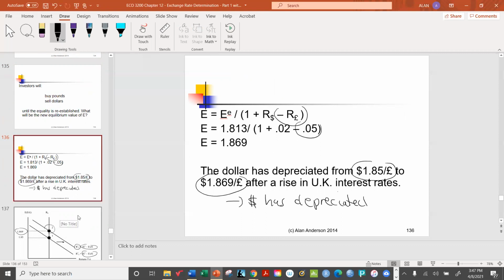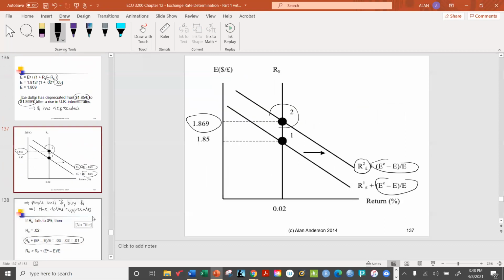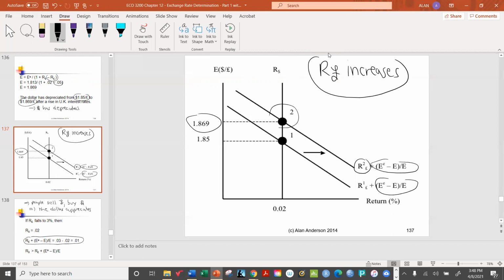All right, so what happens to our graph then? What curve is shifting and in what direction? Oh, good question. I know, how about if the whole thing shifts to the right? Okay, and this is the result of the UK rate increasing. So because of that, at our new equilibrium exchange rate, the dollar has gotten weaker. US, the rate hasn't changed, but the dollar got weaker.